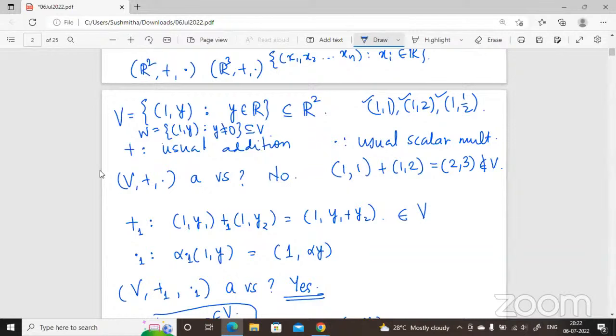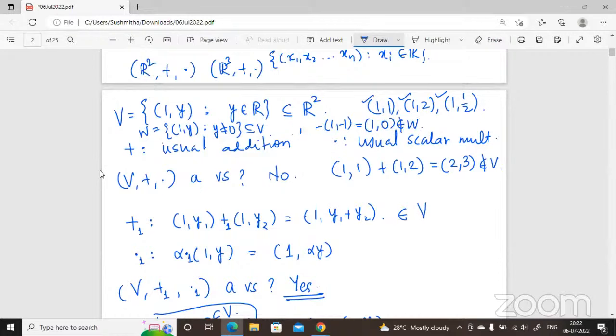Yes. Is it a subspace? No, it is not a subspace. Y is not equal to 0. I can take (1, 1) and (1, -1). These two belong to W, but when I add these two, it becomes (1, 0). This does not belong to W.